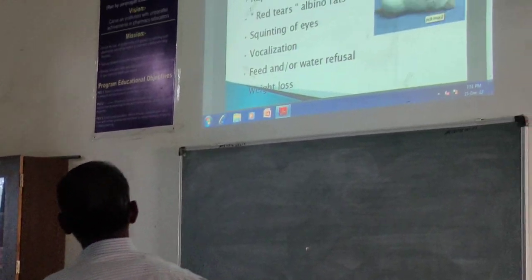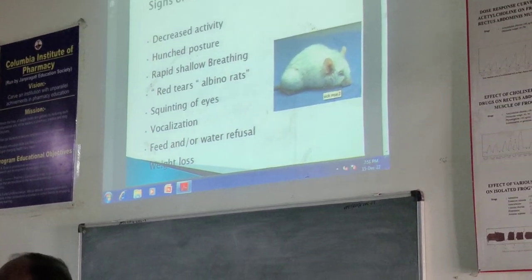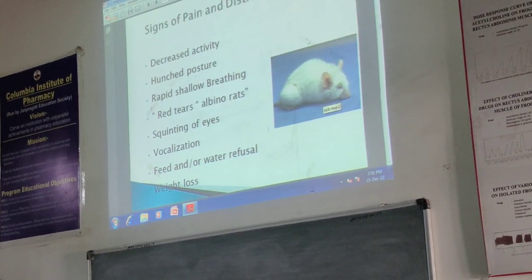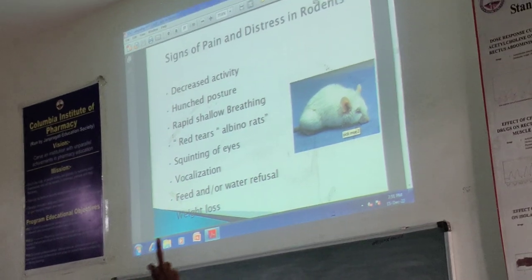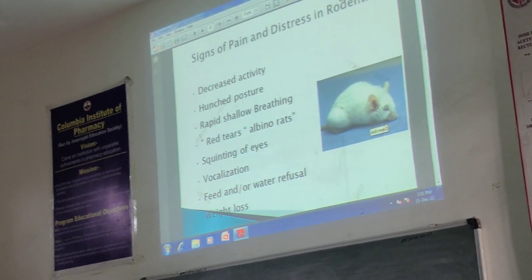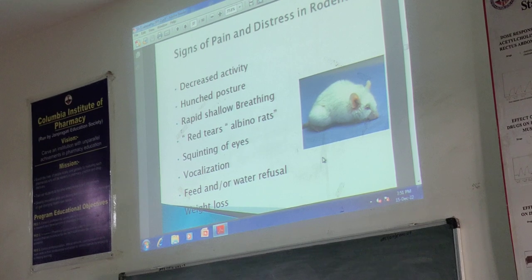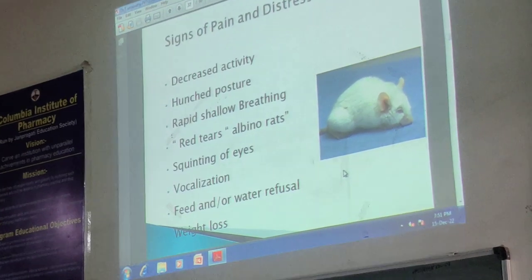See, this is the sign of pain and distress the animal is showing, the animal behavior showing. First is decreased activity, the animal is sitting in one place. No movement, no activeness.